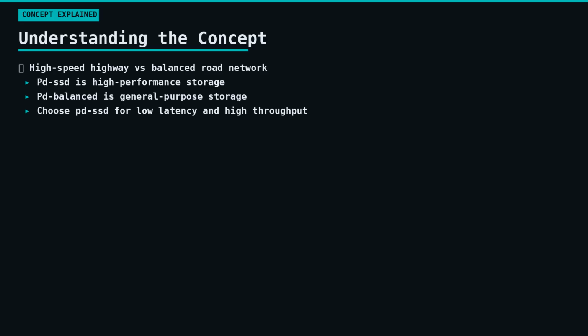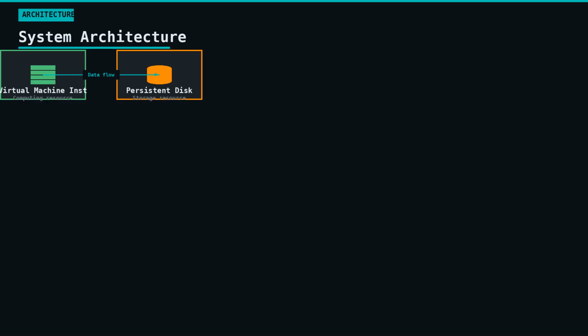Let's look at the architecture diagram. We have a GCP project with a virtual machine instance. The instance is connected to a persistent disk, which can be either pd-ssd or pd-balanced. The persistent disk is where our data is stored. The virtual machine instance is like a computer, and the persistent disk is like an external hard drive. The connection between them is like a cable that allows data to flow. We also have a network that connects our virtual machine instance to the outside world.